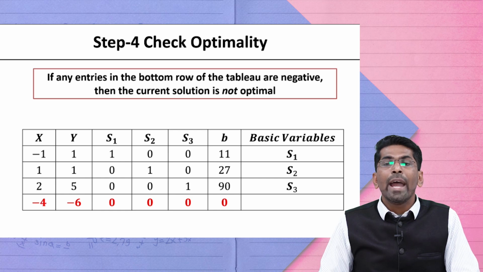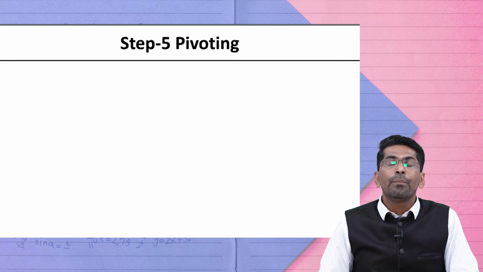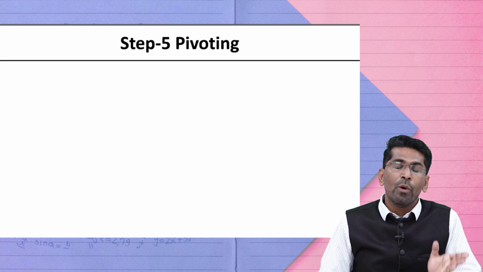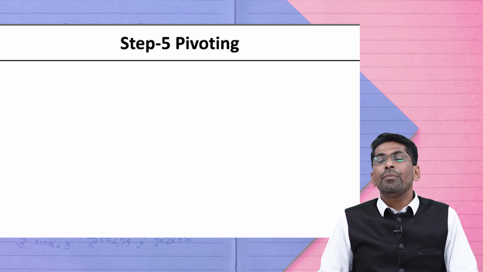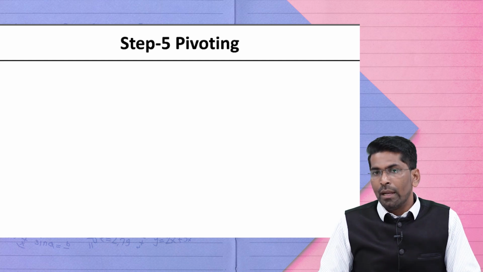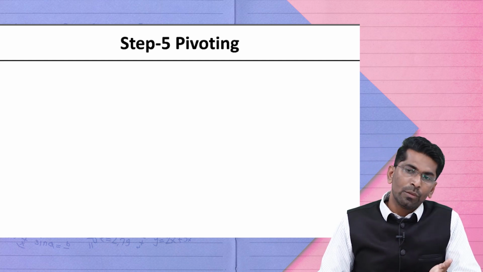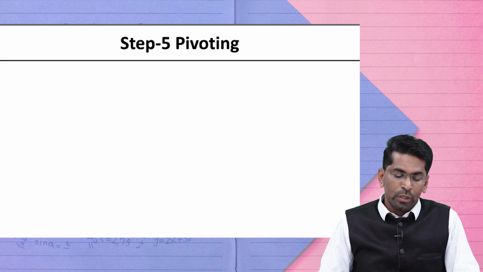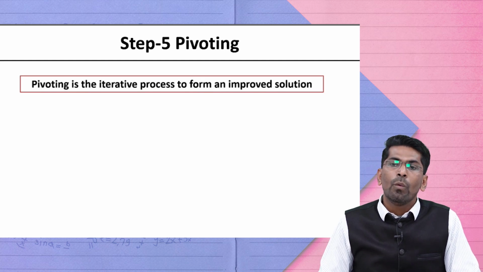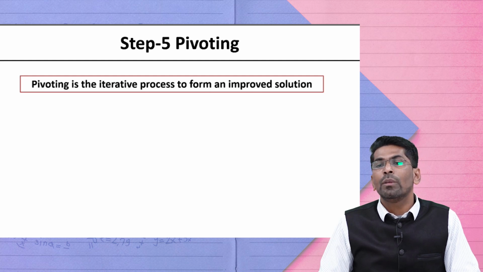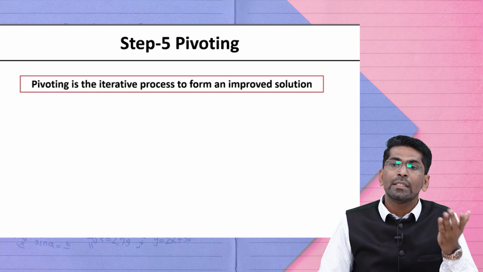Now we are going to identify the pivoting process. If the current solution is not optimal, then we want to improve it. How are we going to improve? Through the process of pivoting. What is meant by pivoting? Pivoting is an iterative process to form an improved solution. What is the improved solution? It is one that has a larger z value than the current value, which is negative now.